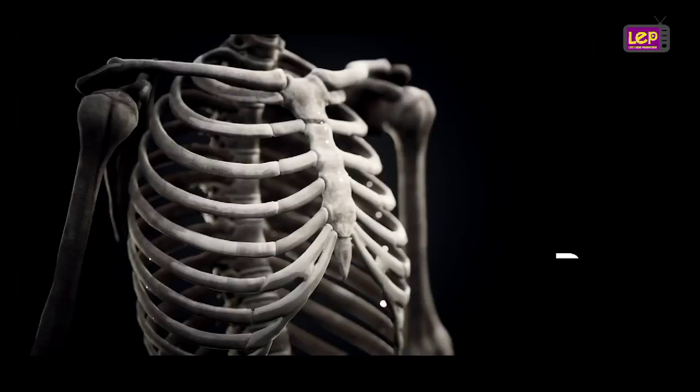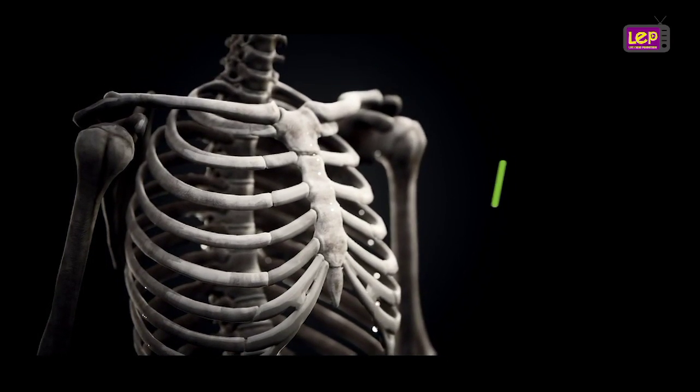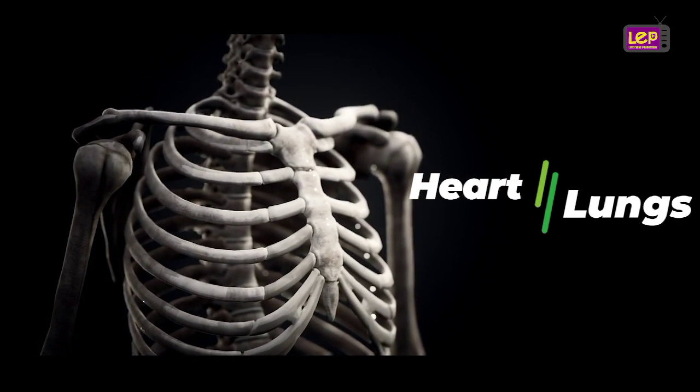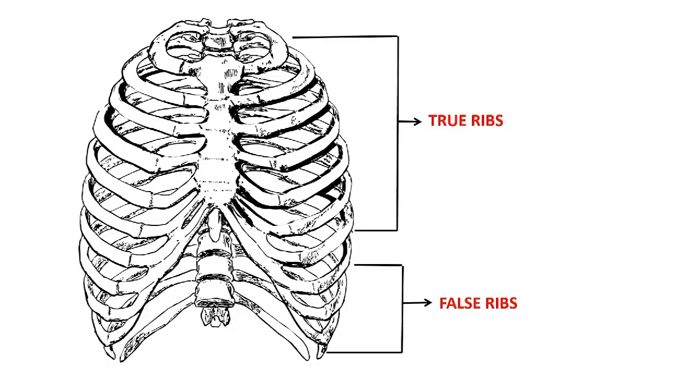Lastly, we have the rib cage. It protects vital organs such as the heart and lungs. The rib cage consists of 12 pairs of ribs attached to the thoracic vertebra. The upper 7 pairs are called true ribs as they attach directly to the sternum. The remaining 5 pairs are called false ribs or floating ribs.